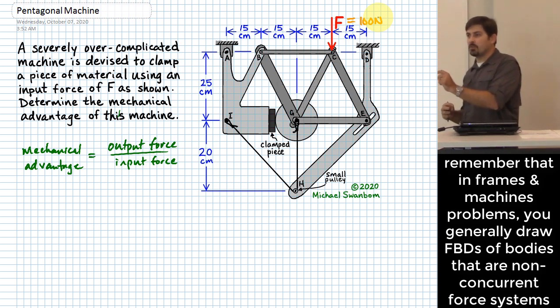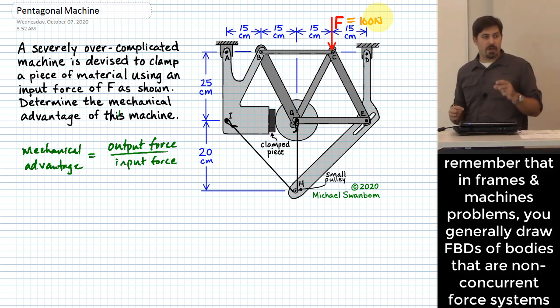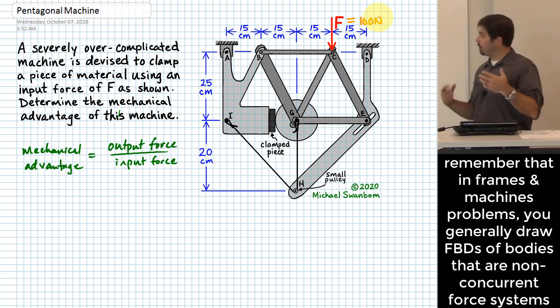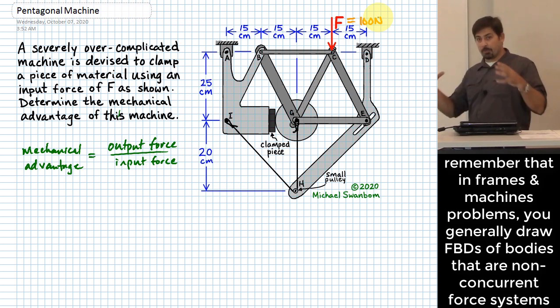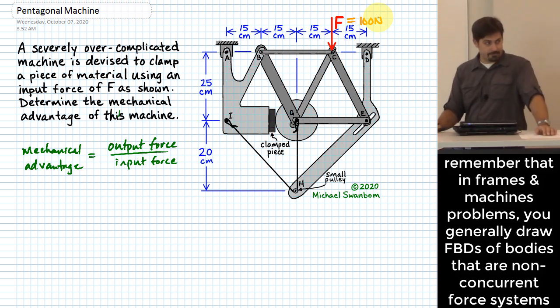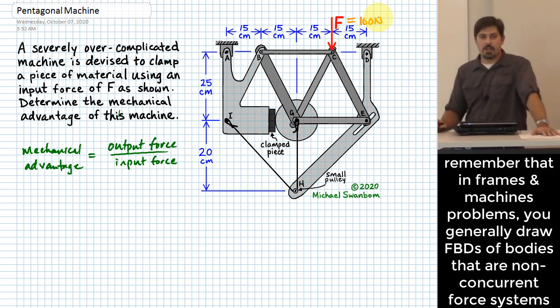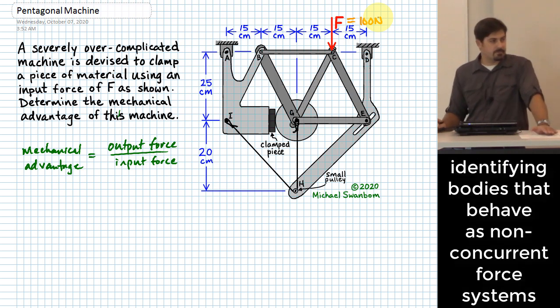Right? You don't necessarily want to draw free body diagrams of joints or free body diagrams of two force members. You're looking for bodies that have multiple forces where the lines of action of all the forces don't all intersect at the same point. Right? So now let's try to look at this body and identify some of those non-concurrent force systems. Okay? Where do you see non-concurrent force systems here?